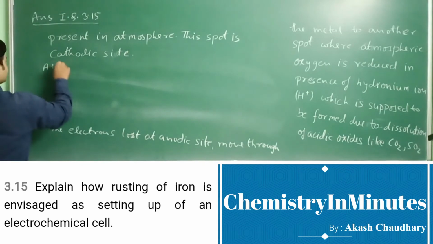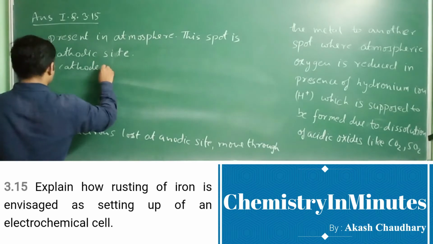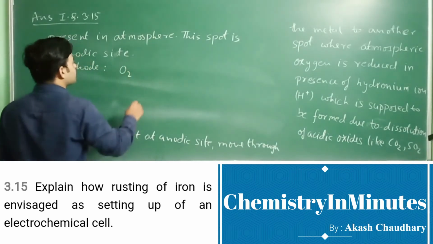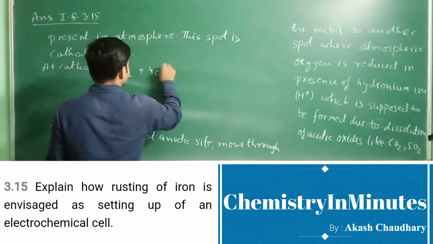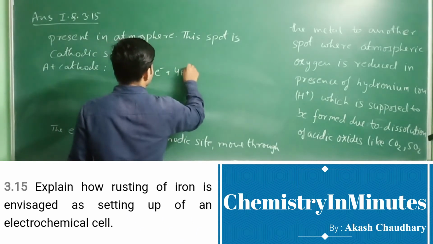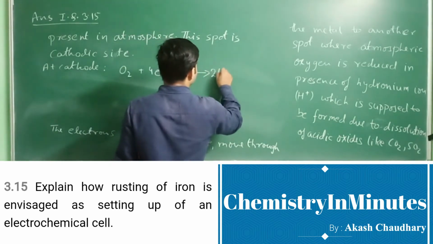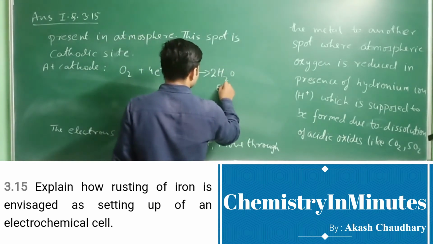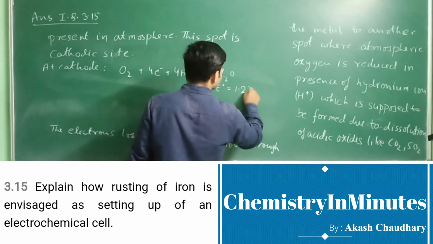So at cathode the reaction can be written as O2 plus 4 electrons plus 4H plus gives 2H2O. E0 value for this reaction is 1.23 volt.